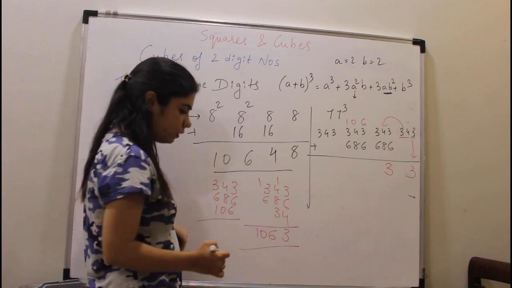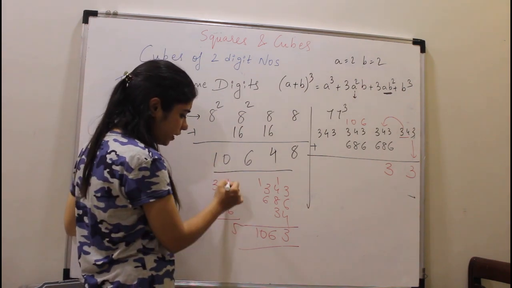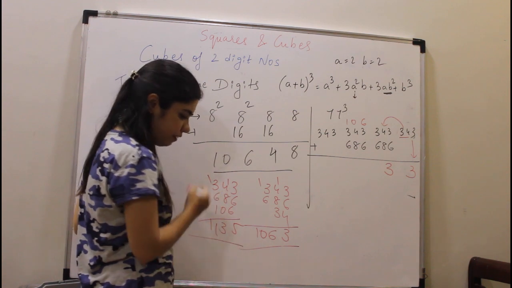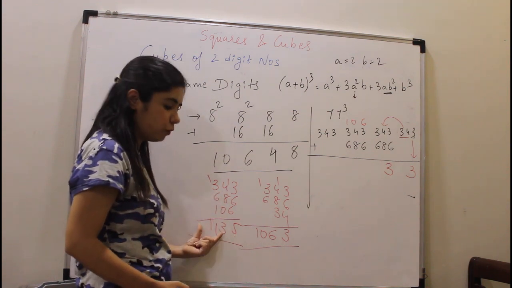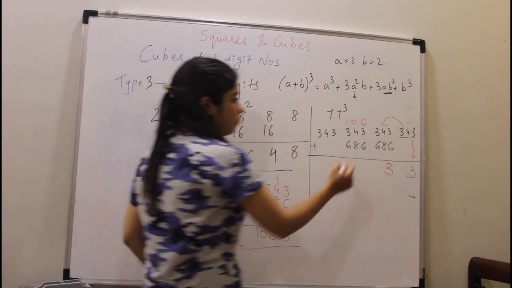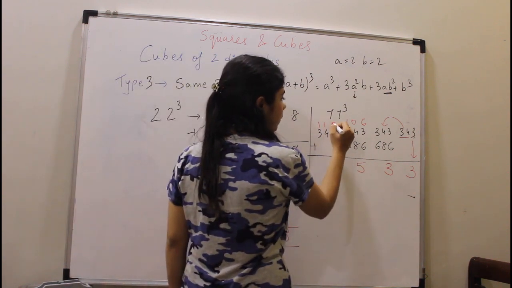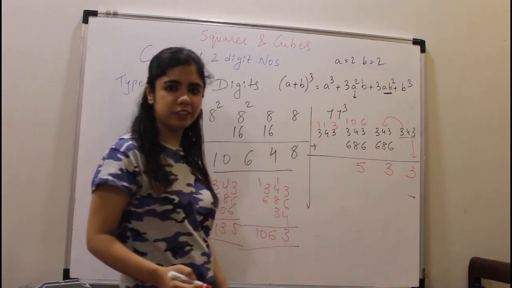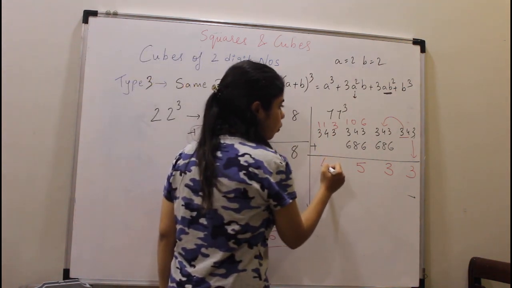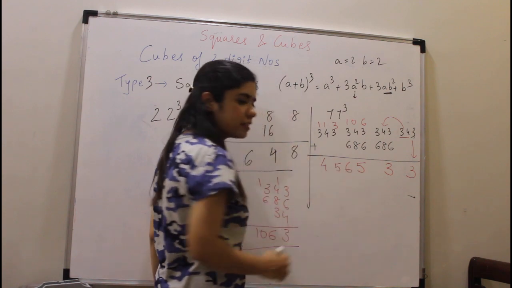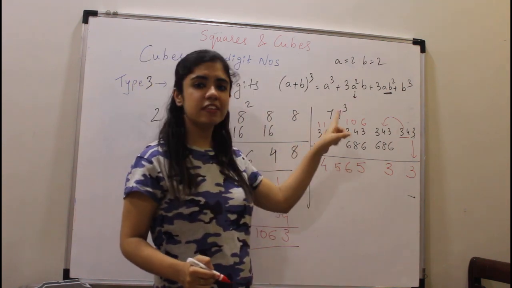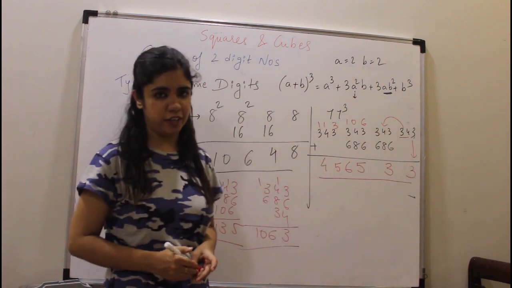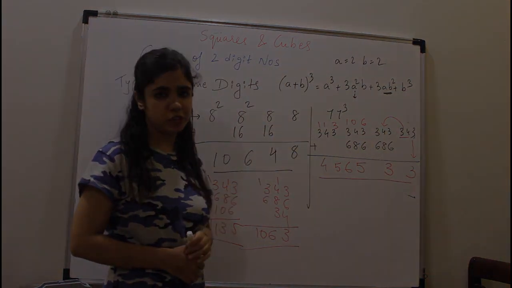So if I add all these, this will be 15, this will be 13, this will be 10 plus 1, 11. So 5 will be written, 113 will be carried. So I'm going to write 5 here, 113 will get carried. Now if I add 113 to 343, I get 456. So your answer for 77 cube is 456533. This is how you're going to approach this problem.